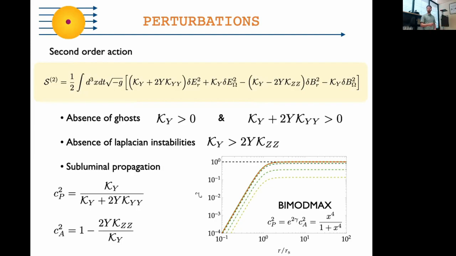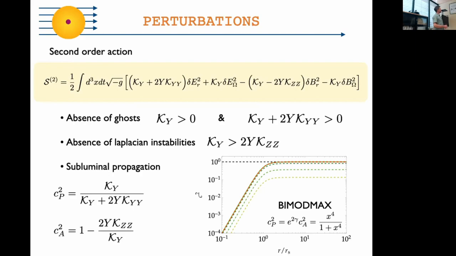Simply, what we do is take the second order actions. We expand perturbations up to second order, and from here we want to do the typical things. We want to check the absence of ghosts and the absence of Laplacian instabilities. And we want to be sure that we have subluminal propagation of our perturbations, which is not something granted once I go for nonlinear theories. There, I have to check all of these.